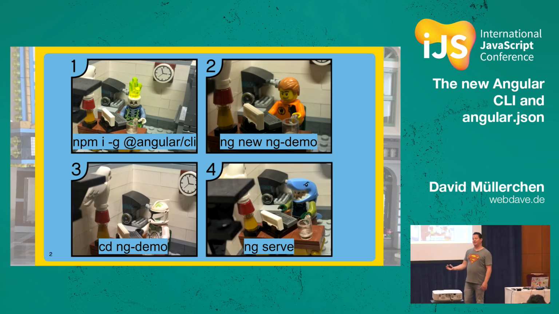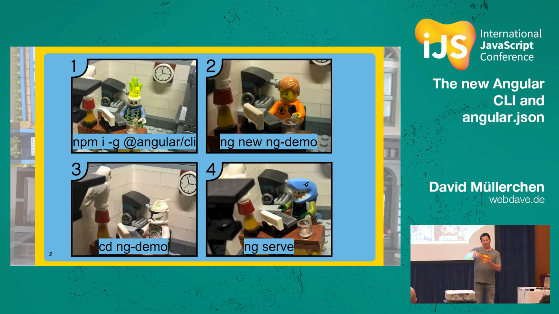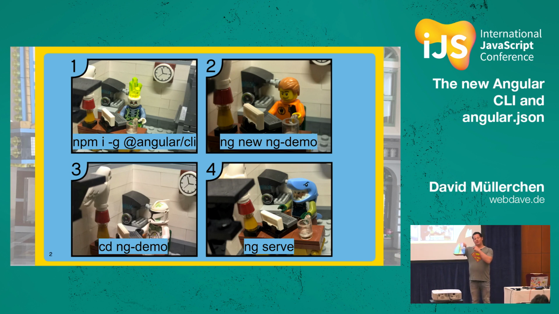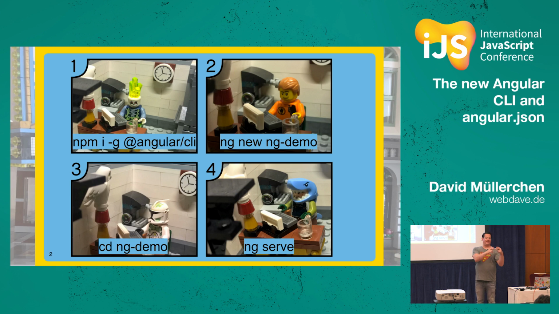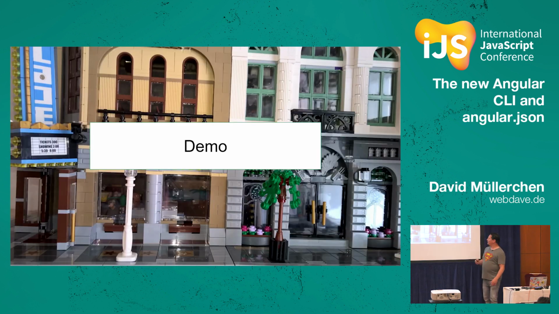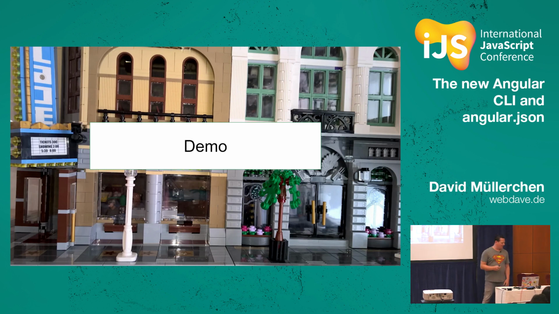ng serve just kicks off a web server, starts to compile your code and ships it to the browser. And it sets up a socket connection between your browser and the dev server in the background. Every time there is a file change, it triggers a reload in the browser. So you don't have to hit F5 every time. Your keyboards should live way longer than now.